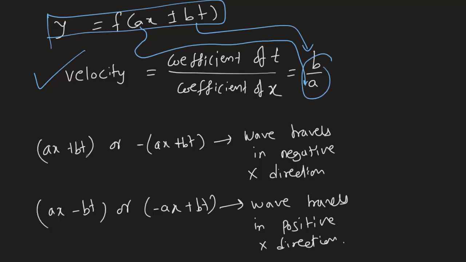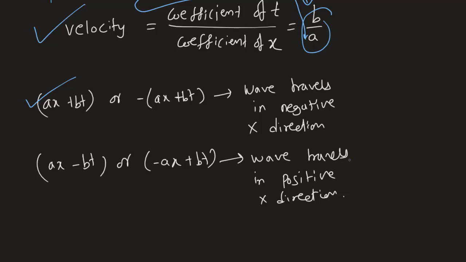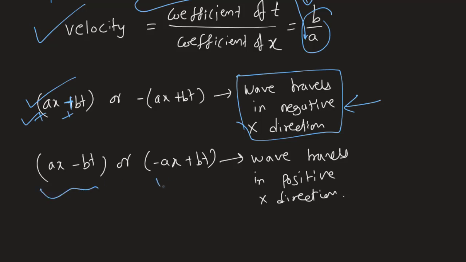And from the equation, you can also find out if the wave is traveling in the negative or positive x direction. So if the signs of ax and bt are both positive or both negative, then the wave travels in the negative x direction. Okay, this way. But if one of the terms has the opposite sign, then the wave travels in the positive x direction, in this direction.